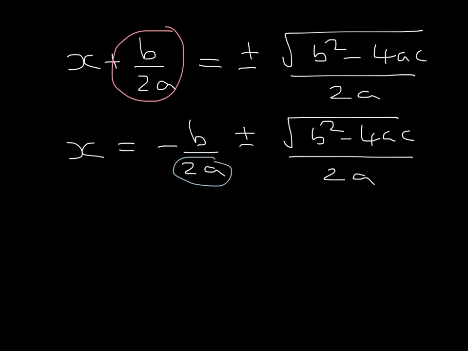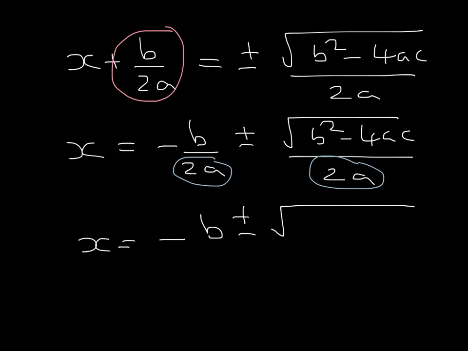They're both over the same denominator, so we can write them as one fraction, and we get x equals minus b plus or minus the square root of b squared minus 4ac, all over 2a. So that is where the quadratic formula comes from.